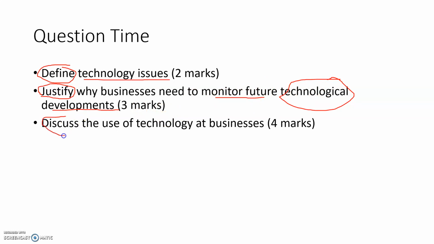The other key thing is the discuss question. Remember, discuss is positives, and also negatives. Because it's 4 marks, you've got to give about 2 positives and 2 negatives. You could elaborate in your response if you want, but I'd be giving reasons for technology and reasons against technology. Again, all this information is there in your notes. It's just using that and applying that.